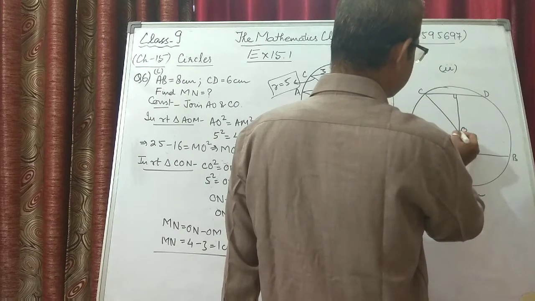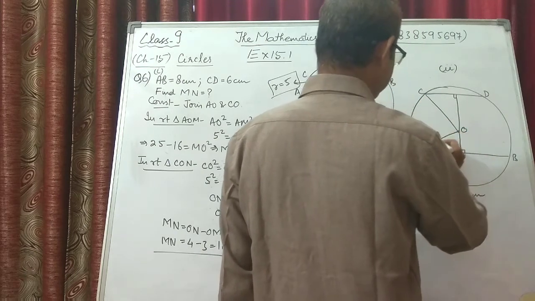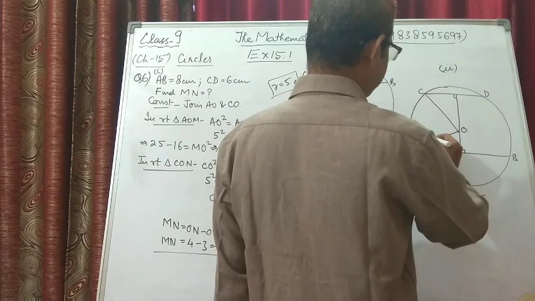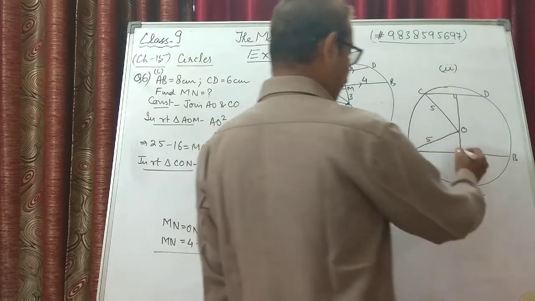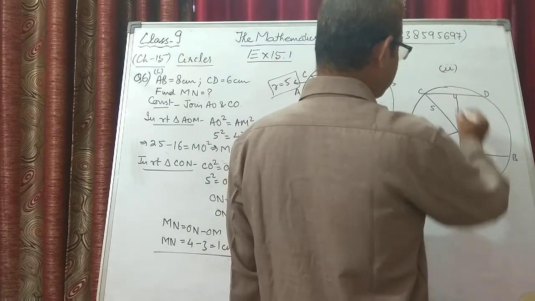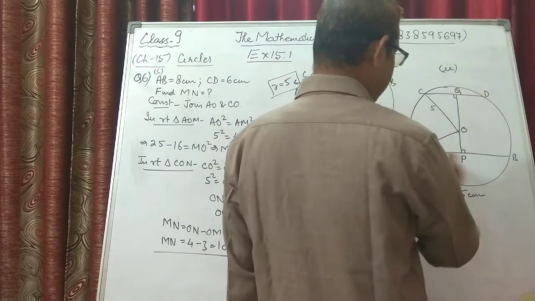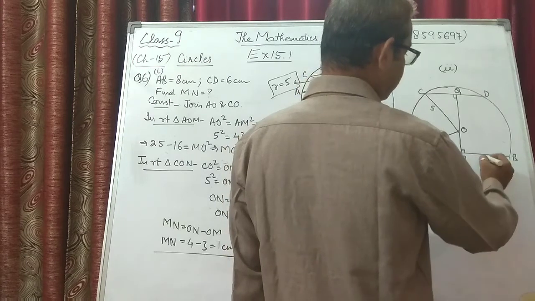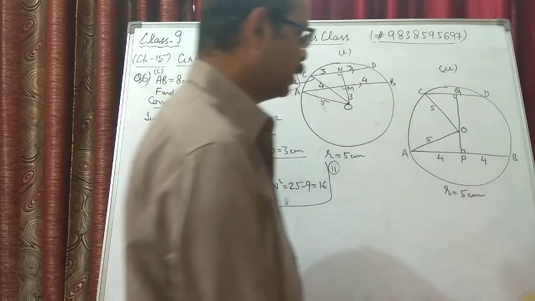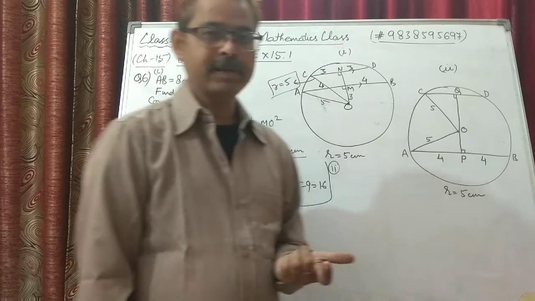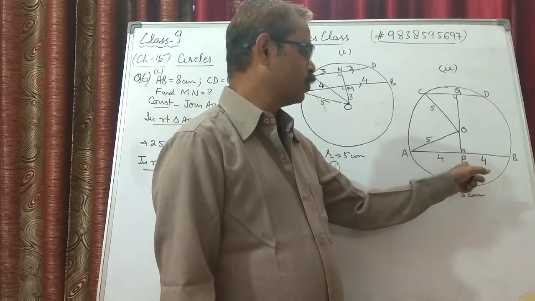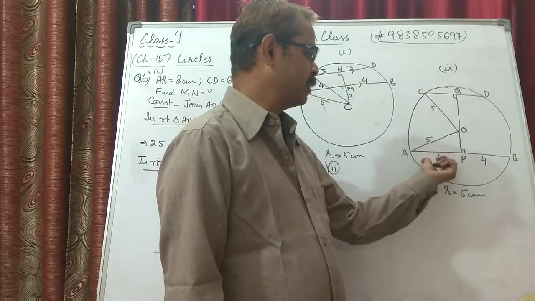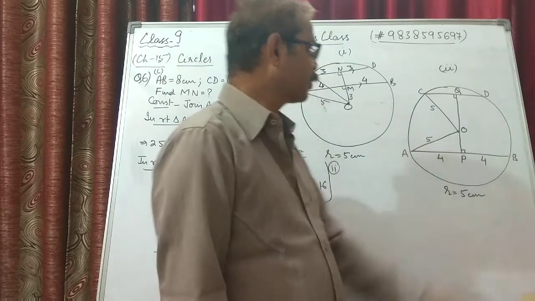Again join OC and OA. So this will be 5 because the radius is 5, and this will be 5 since OC is also the radius. Now let us name the feet of the perpendiculars P and Q. So AP will be 4 because AB is given as 8. The total length of chord AB is 8, and from O we have drawn a perpendicular, so it will bisect the chord. So AP will be 4 and PB will be 4.